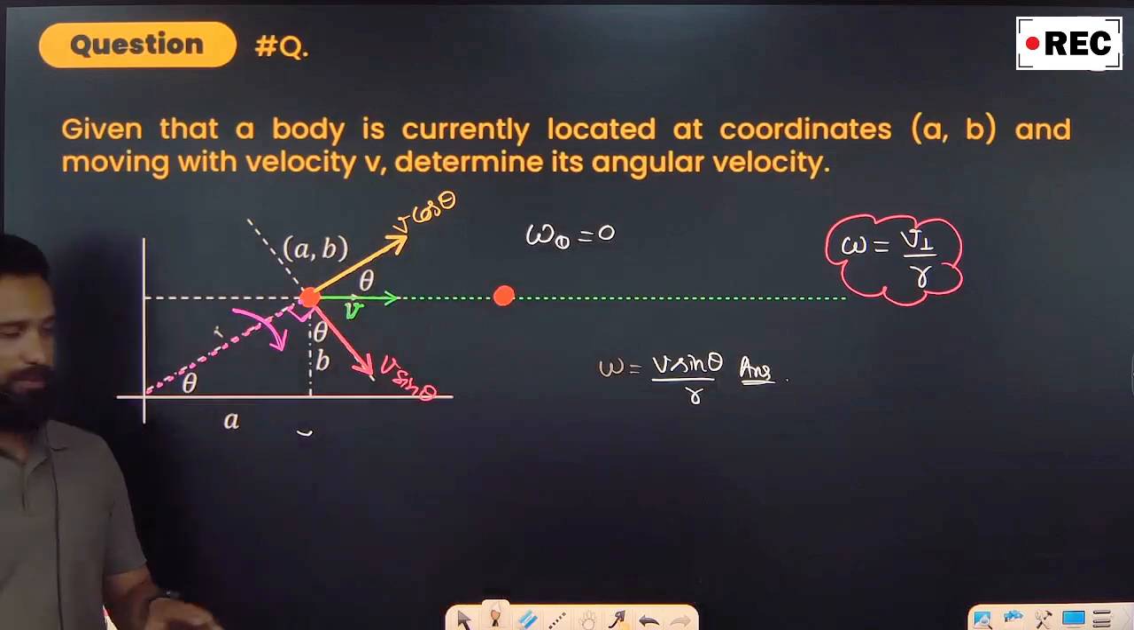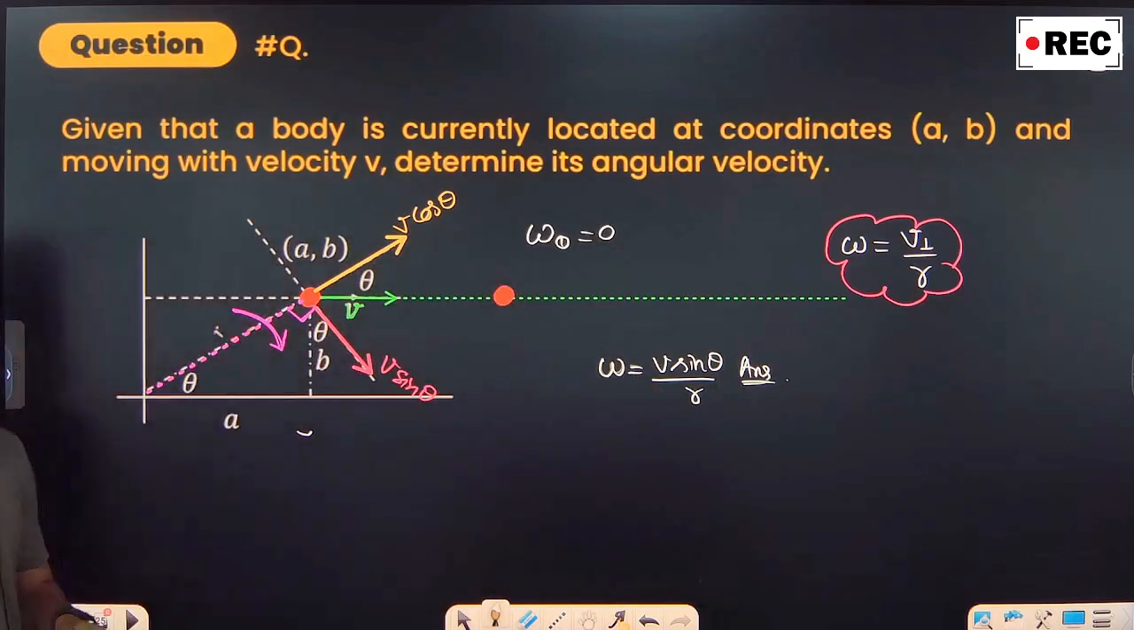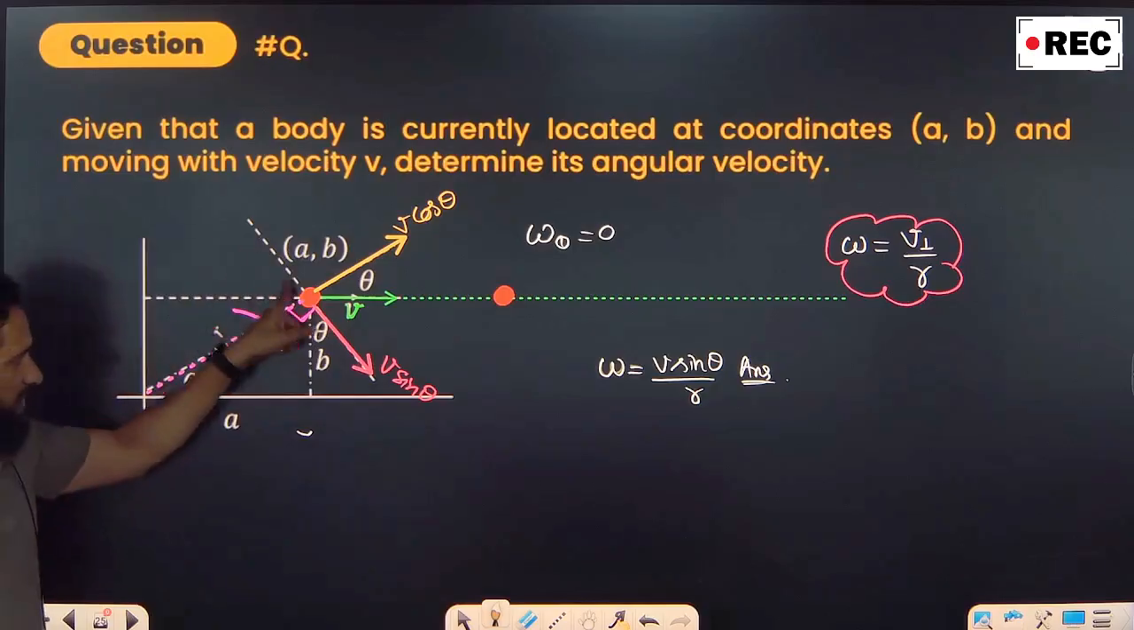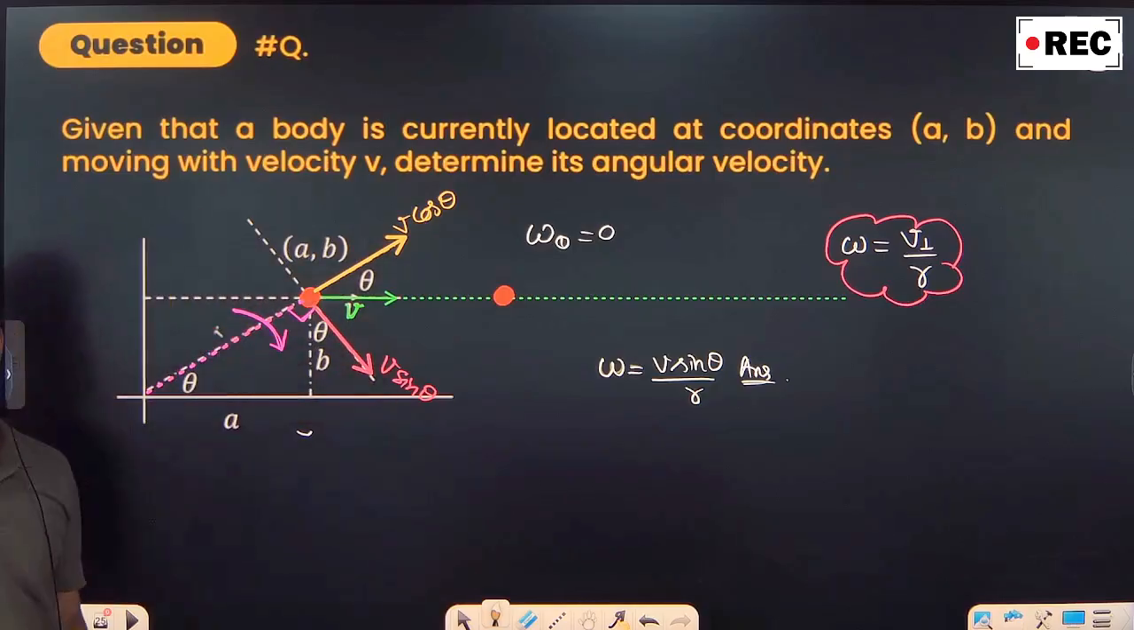Understand one thing, whenever you have to find omega at any moment, what you will do? You will take the component of the velocity perpendicular to the radius, that divided by radius, right? That divided by distance, right?